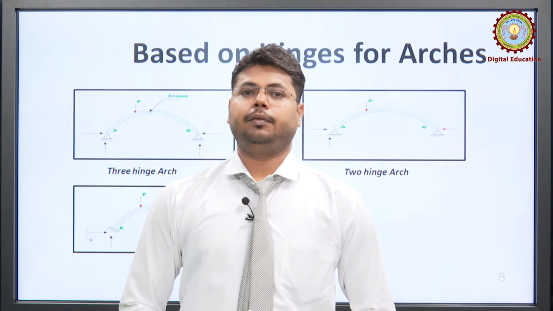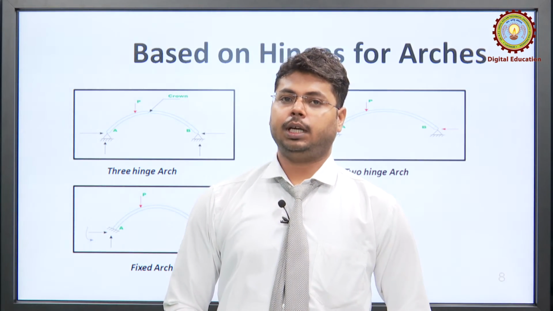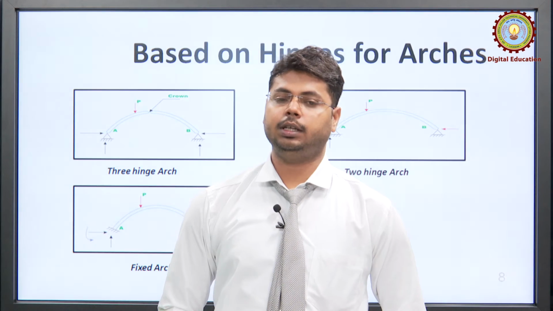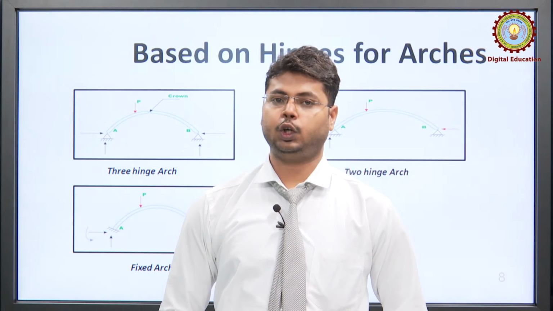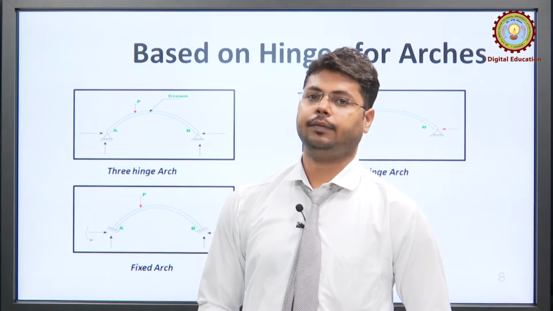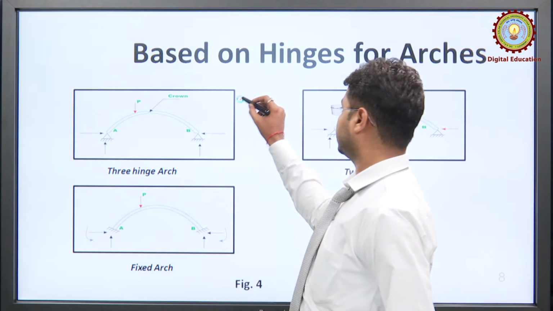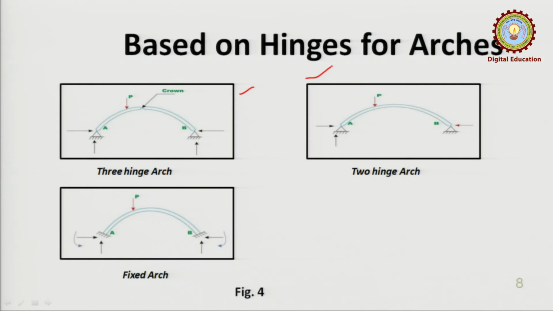Now we are going to discuss based on the hinges. Based on the hinges, there are three types of arch available, that is three hinged arch, two hinged arch and fixed arch. How can we decide this is the three hinge arch, this is the two hinge arch and this is the fixed arch?